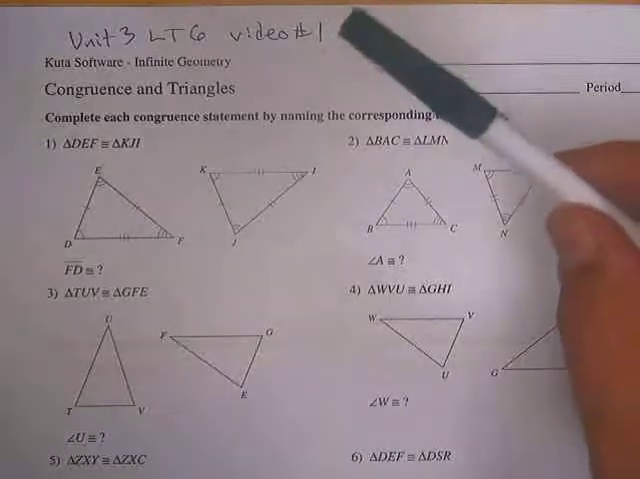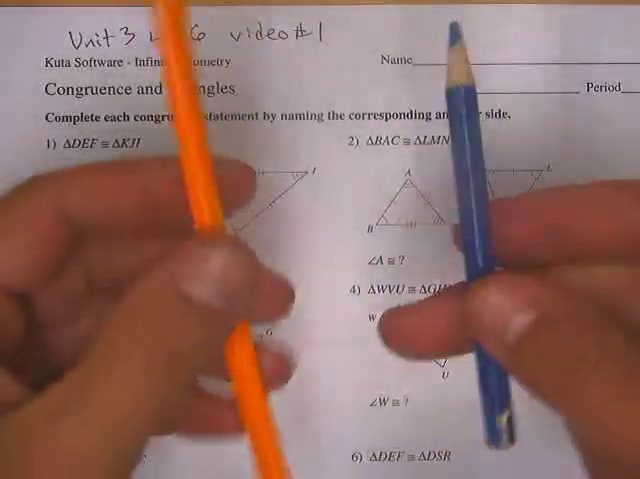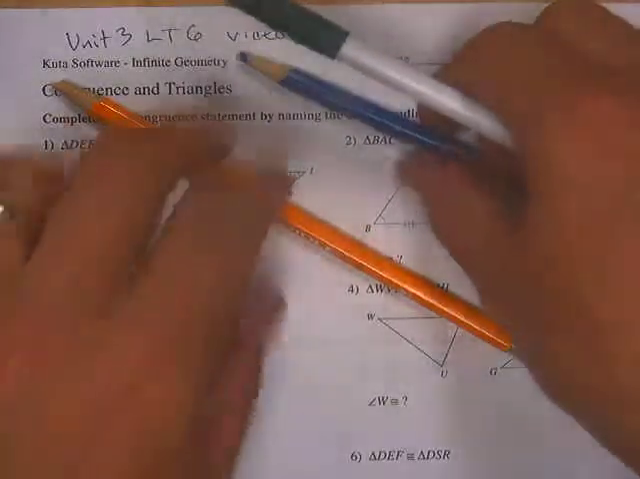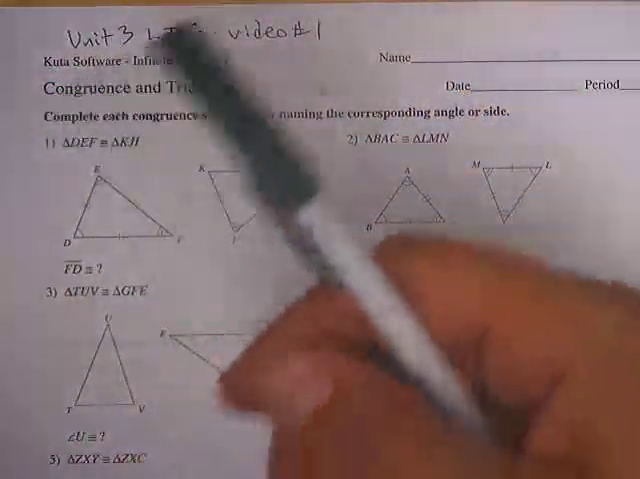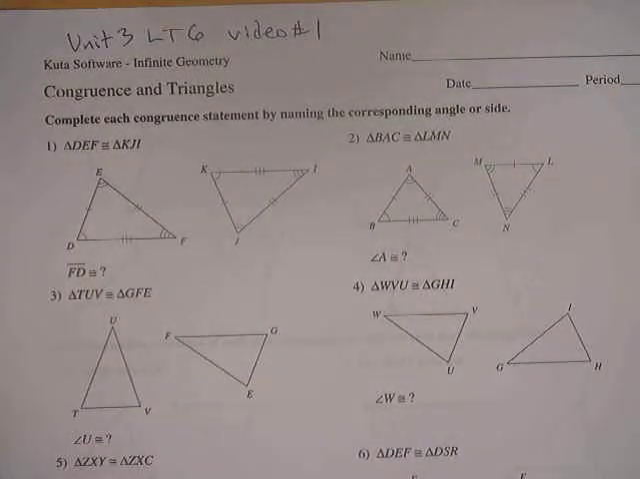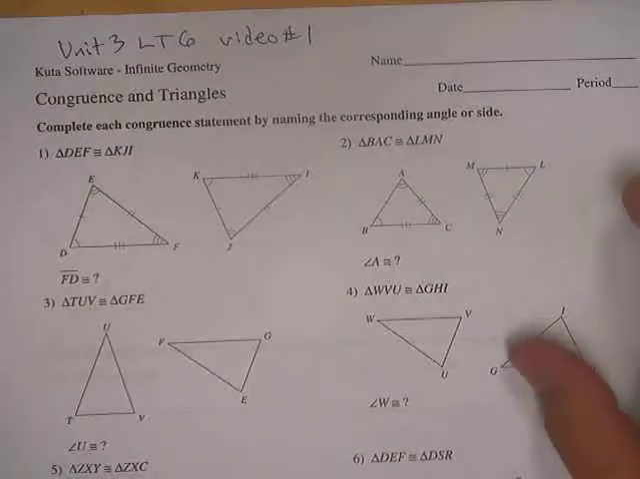Congruent: something that's the same size. These two pencils are not congruent. But you might have this sheet of paper and this sheet of paper are congruent. They have the same corresponding parts, and that's important. So what do I mean by that?